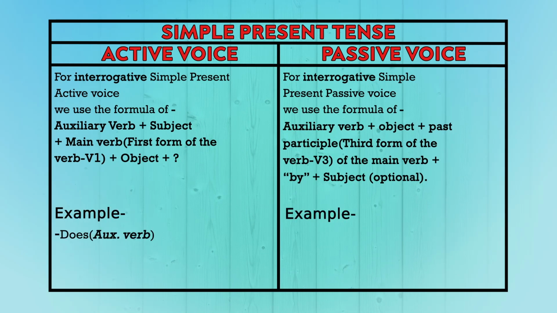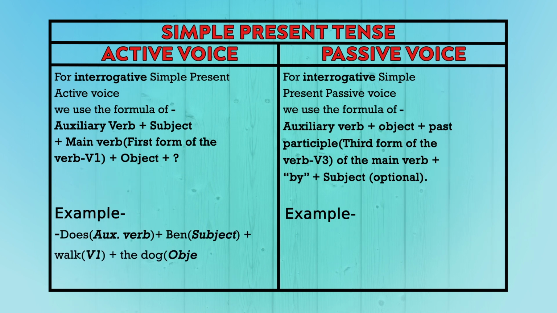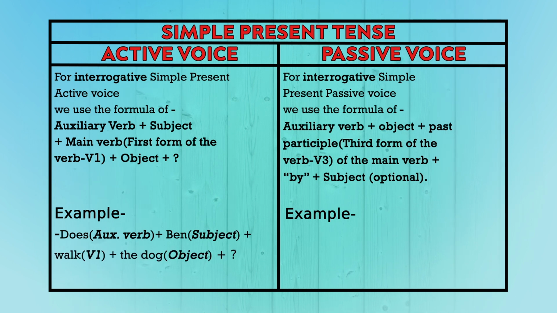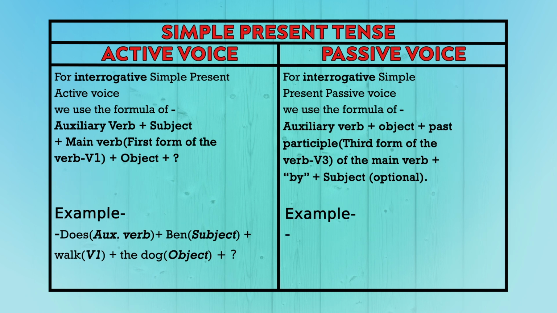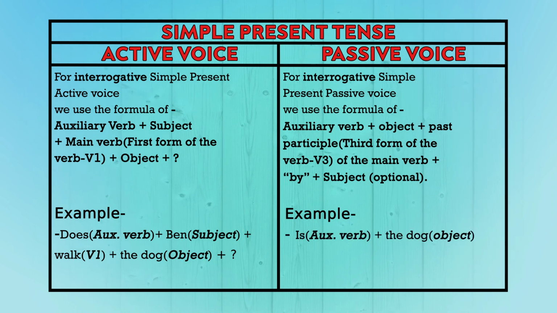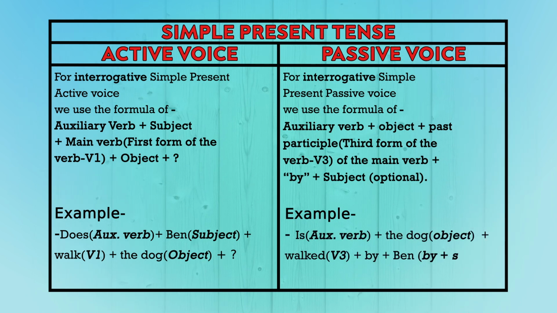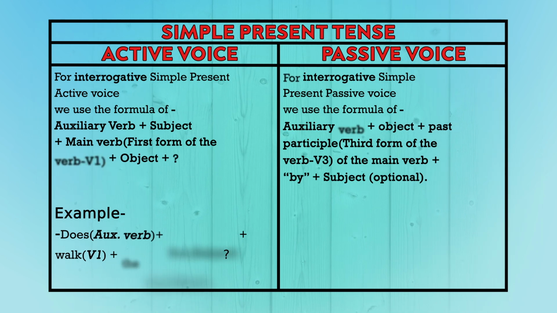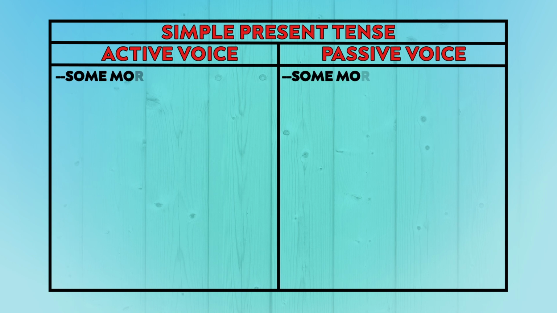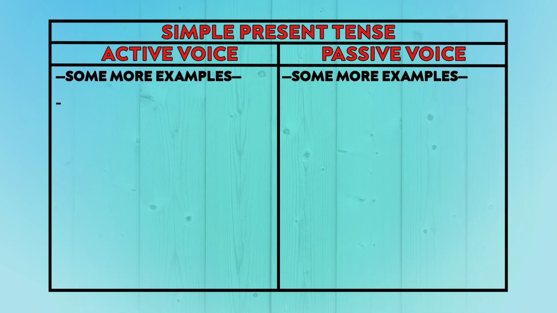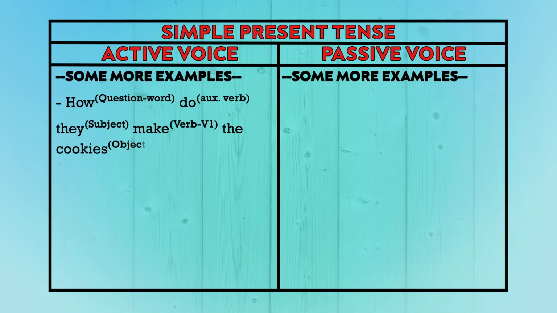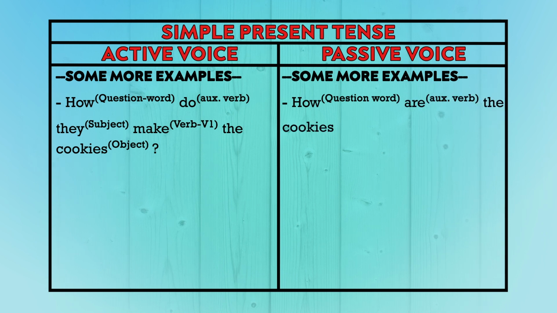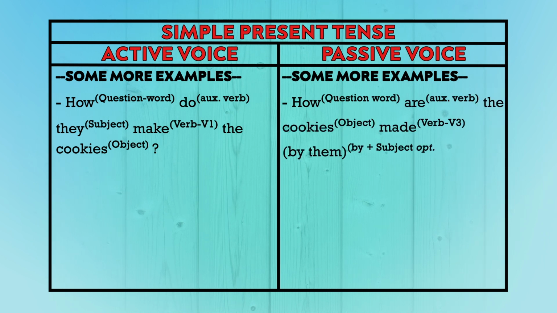Examples. Does Ben walk the dog? Now when we change it, we write, is the dog walked by Ben? How do they make the cookies? How are cookies made? By them is optional.